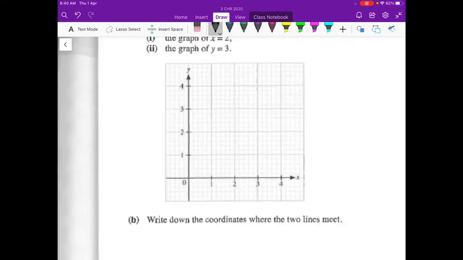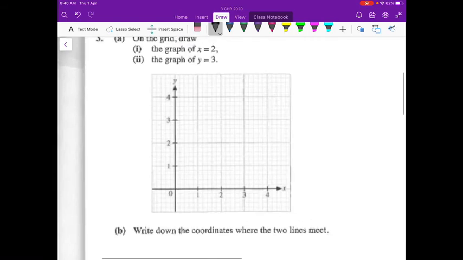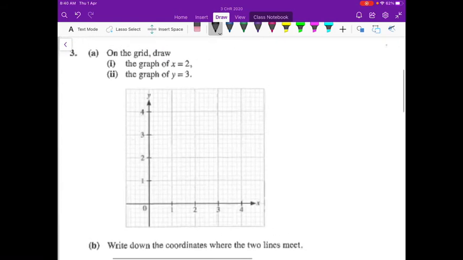Yeah, 2. Just 2. Draw the graph of x equals 2. x is our block. So we are looking for block 2.